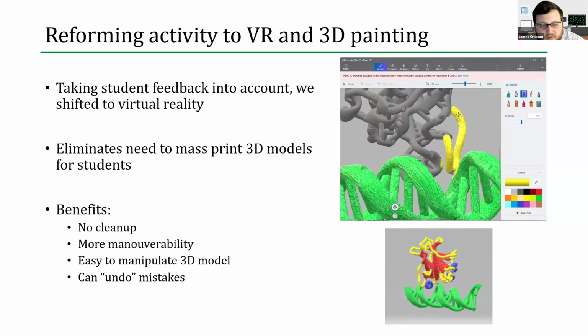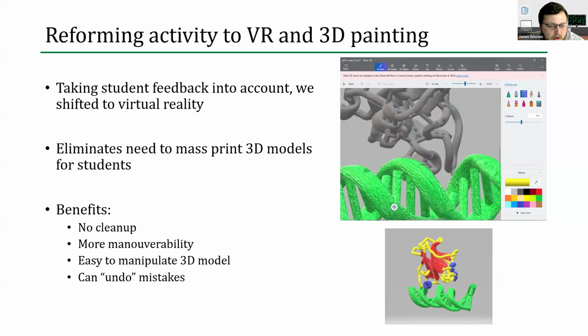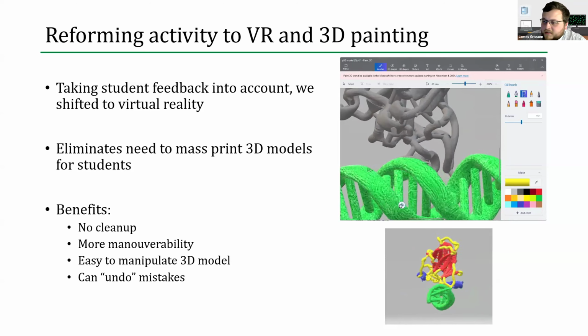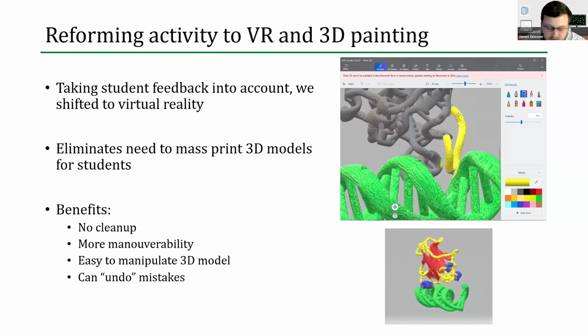So there's also a ton of benefits for the students. Theoretically, they don't have to worry about getting paint everywhere. It's much easier to move the model around and zoom, as I have on the 2 videos on the slide here. And it's really easy to access these hard to reach spots. And, because it's virtual, if you mess up, you can just hit Control Z to undo your mistakes.